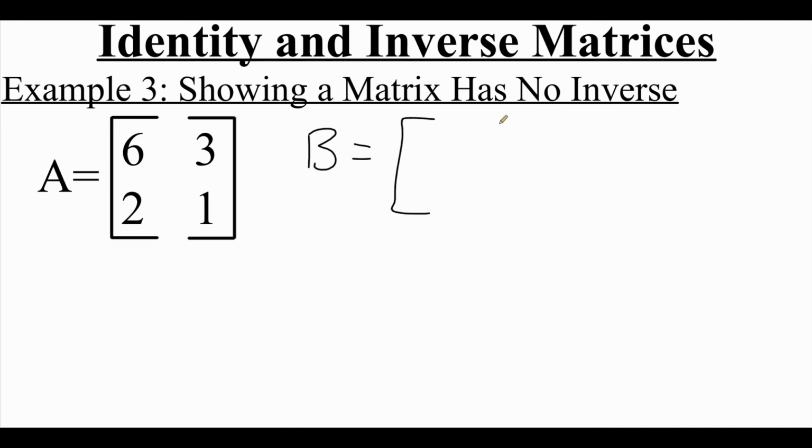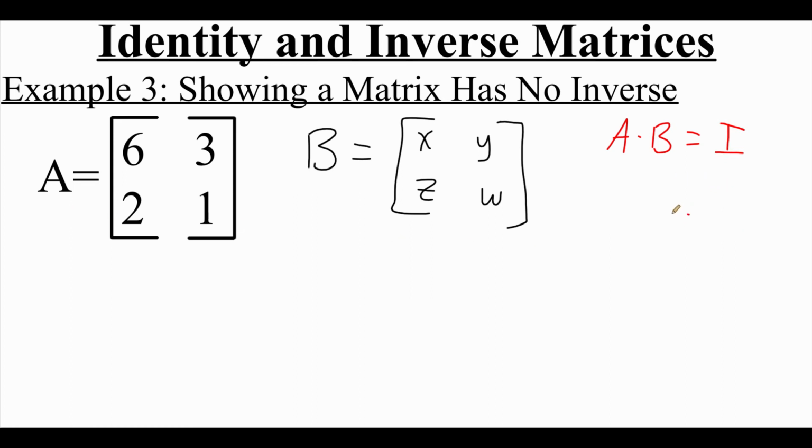But the problem is we don't know what matrix B's entries are. So we're just going to enter in some general values. And I'm going to do X, Y, Z, and W. But now, if A and B are going to be inverses of each other, then when we multiply them together, it should give us an identity matrix. So we're going to try to do that. We're going to try to take A times B and somehow end up with an identity matrix as our answer.